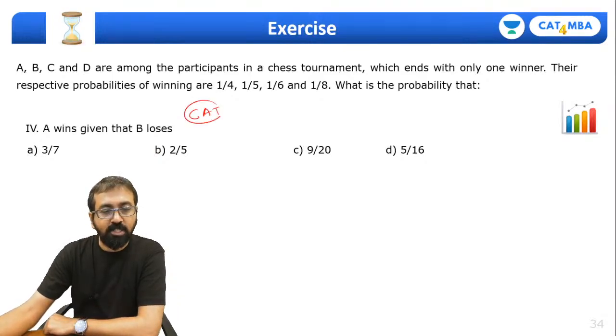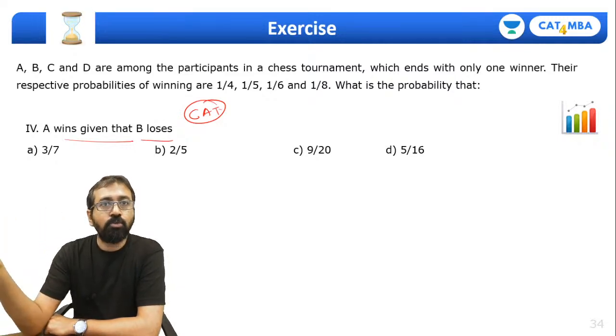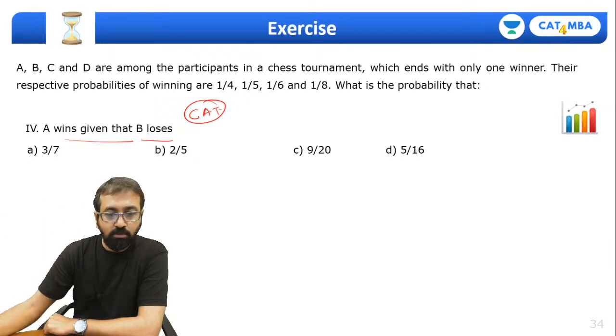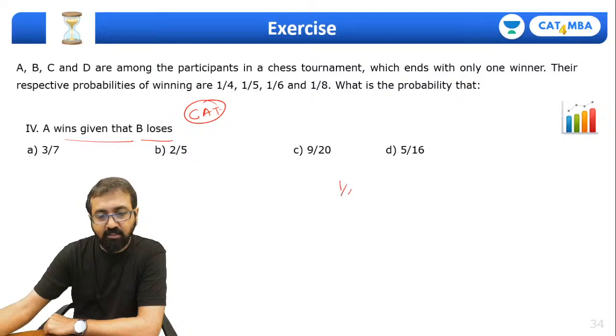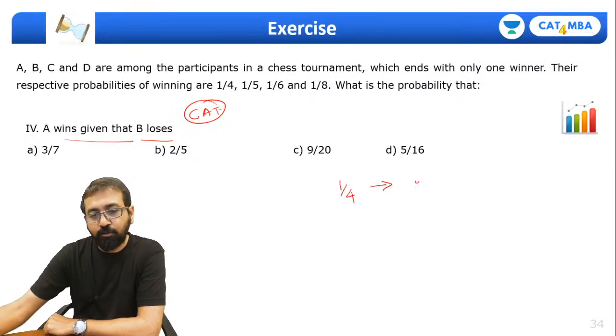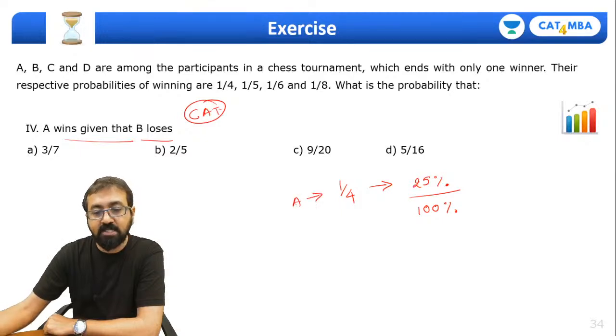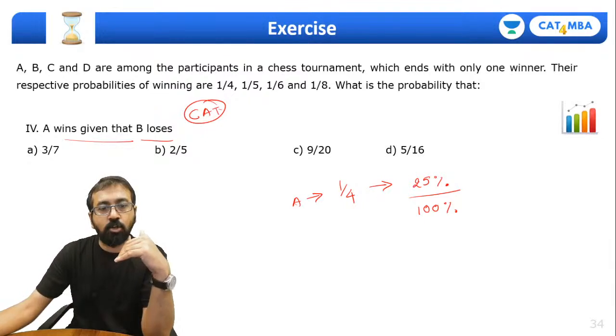This is again a CAT question. A wins given that B loses. Now you know that these are dependent events. So B winning or losing will affect the probability of A. And here A wins given that B loses. Now what is the probability of A winning? 1 by 4. Can I say 1 by 4 means 25%? So out of 100% cases, A is winning in 25% of cases. In this 100%, B's cases are also included.